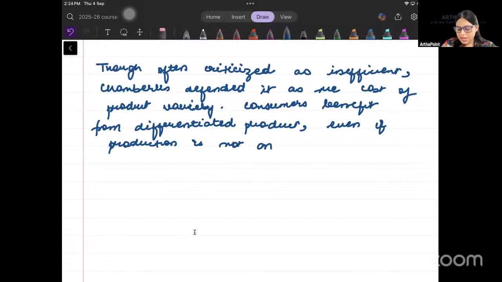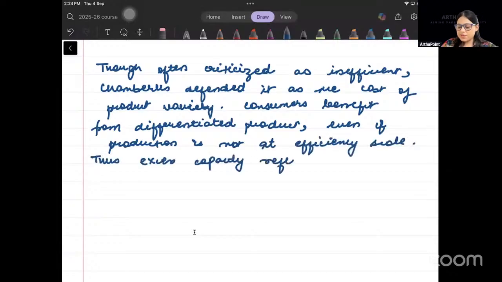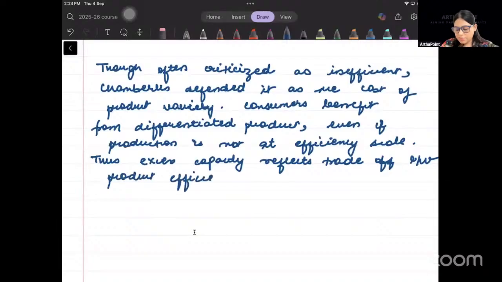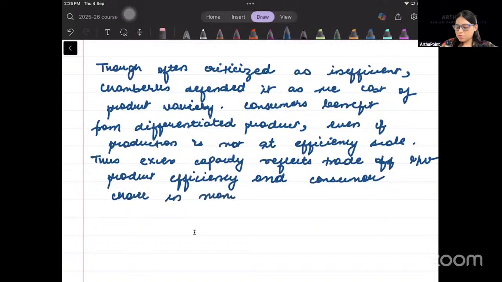Thus, last line, excess capacity reflects trade-off between product efficiency and consumer choice in monopolistic market.